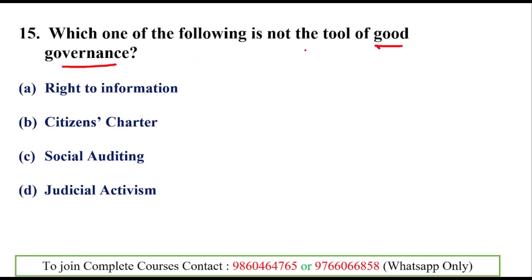So, good governance, there must be some tools for good governance. Which is not the tool? Here, "not" is underlined. So, not the tool of good governance, whether it's right to information, citizen charter, social auditing, or judicial activism. So find the right answer for this question and comment it.